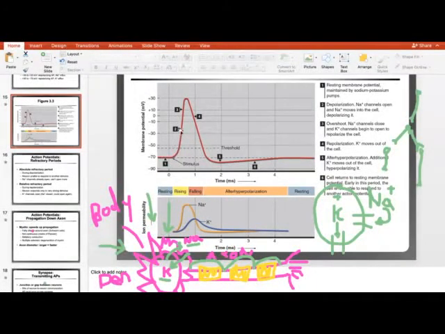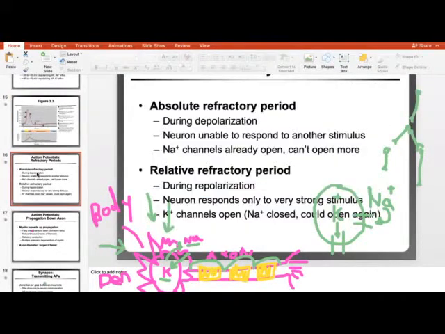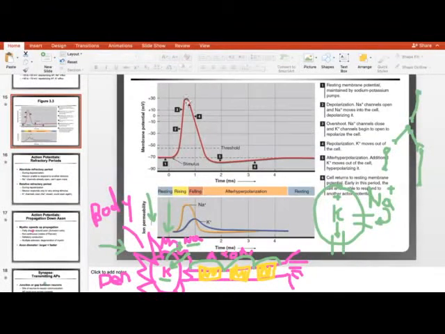So once it's propagating an action potential, it can't propagate another action potential while it's propagating one, because the sodium channels are already open. All right, so this is its refractory period. In that case, the neuron is not able to respond to another signal that's coming to it. Again, during this repolarization, same thing. As it's repolarizing, these potassium channels are already open and it can't repolarize anymore.